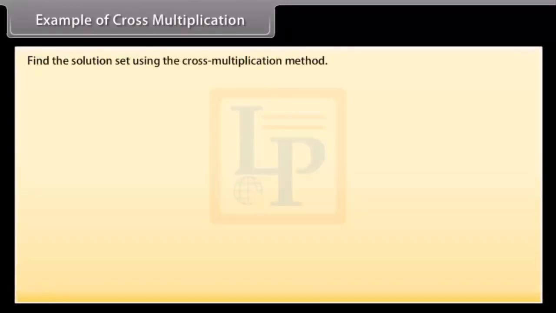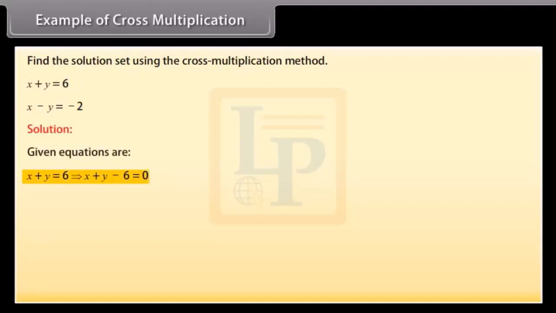Example of cross multiplication. Find the solution set using the cross multiplication method. x plus y is equal to 6, x minus y is equal to minus 2. Solution. Given equations are x plus y is equal to 6, so x plus y minus 6 is equal to 0, and x minus y is equal to minus 2, so x minus y plus 2 is equal to 0.